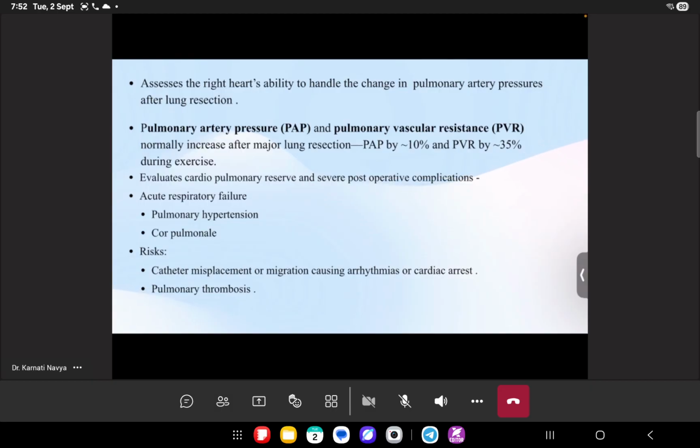It also evaluates the cardiopulmonary reserve and severe postoperative complications, such as acute respiratory failure due to pulmonary hypertension and cor pulmonale. The risk of this test is catheter misplacement or migration causing arrhythmias or sudden cardiac arrest. It also has a risk of pulmonary thrombosis. So it is a rarely performed test.